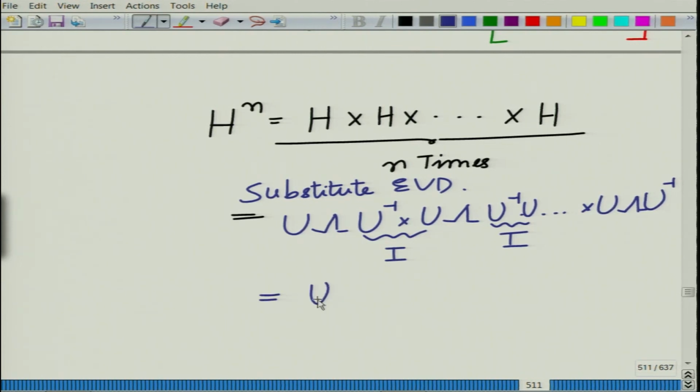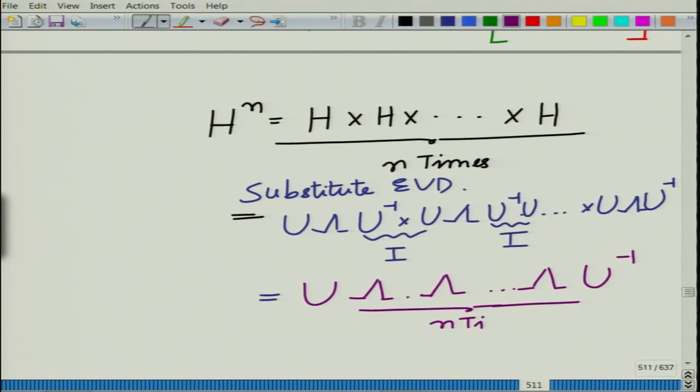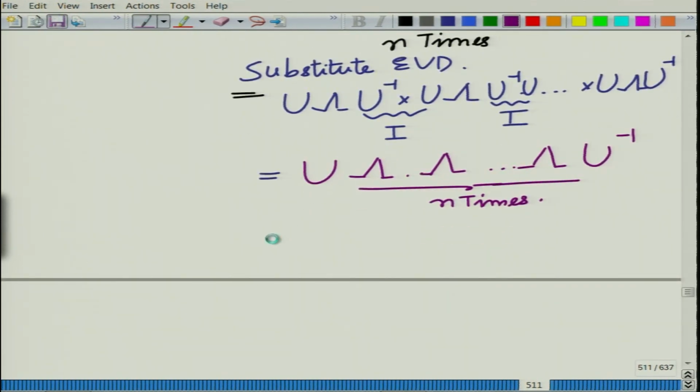So, this will be U times lambda times lambda, n times, times U inverse, and this is ultimately equal to U lambda to the power of n U inverse. So, this is an interesting expansion. What you will see is that H raised to the power of n, in terms of the eigenvalue decomposition, has a very simple expression.